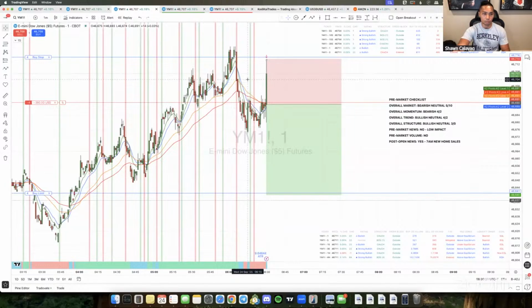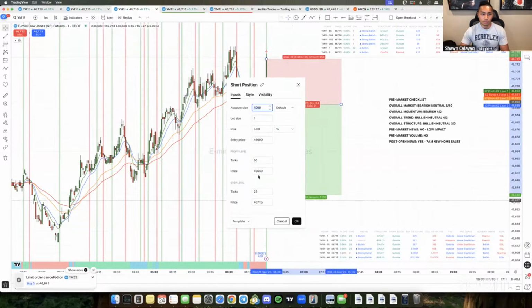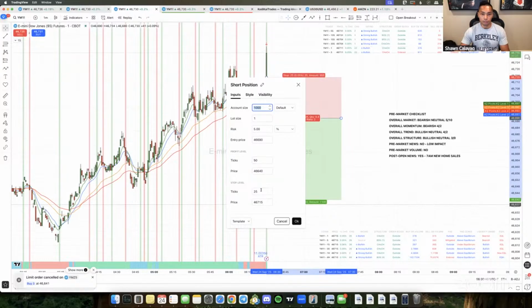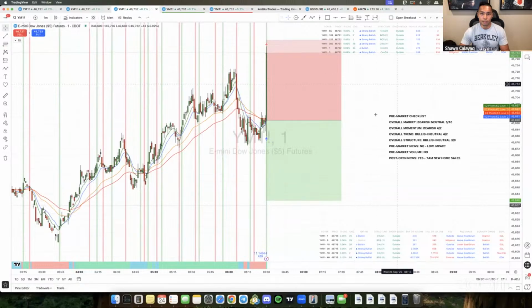Let's see. This one's still running. Unfortunately, got stopped out on that right there. Filled. So let's see if this stop runs to the 50. So we got the 50 right there. Huge spike over here as price moved along.